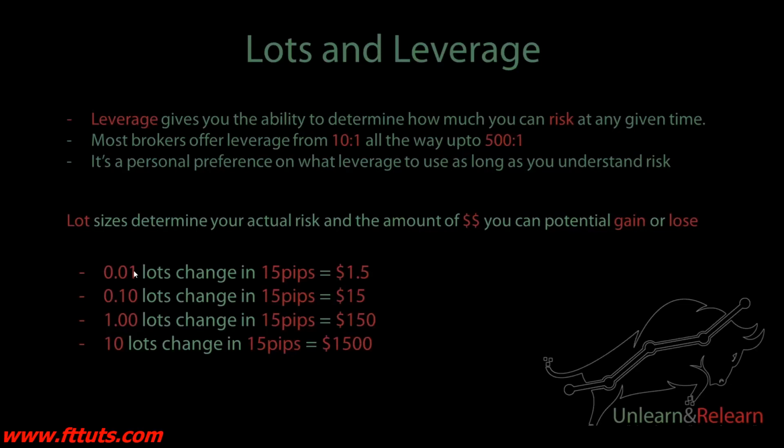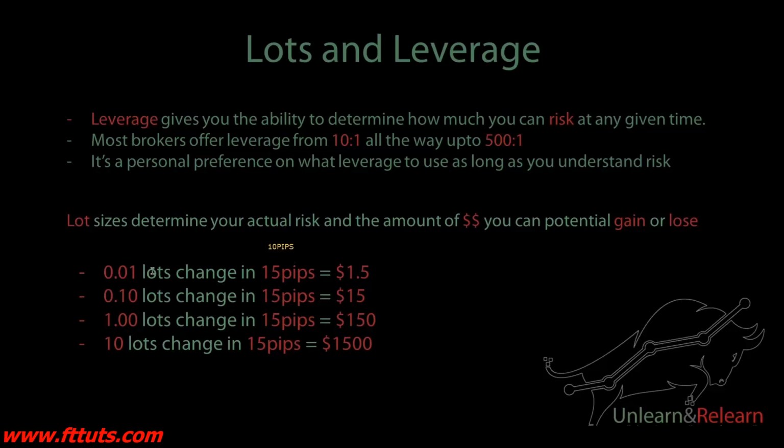The lot sizes start from a minimum of 0.01 lot and go all the way up to 100 lots. So when you're starting from 0.01 lots, and price moves by, let's say, for the sake of simplicity, 10 pips, right? If you have a 0.01 lot and price moves by 10 pips, this means you're making $1.